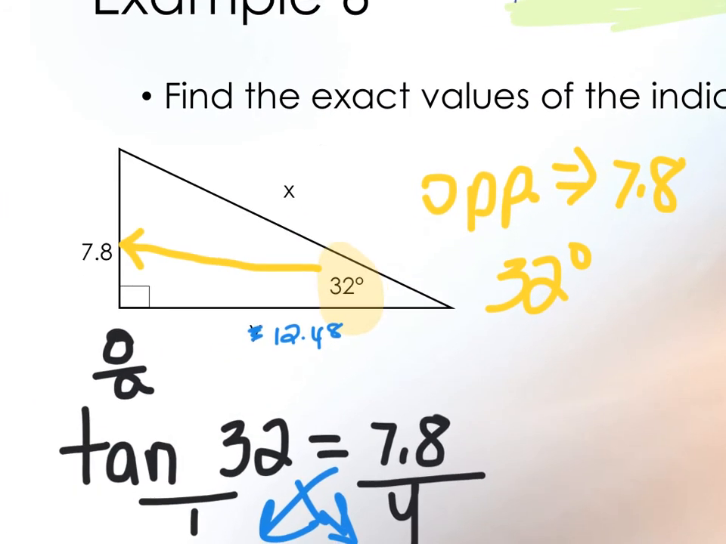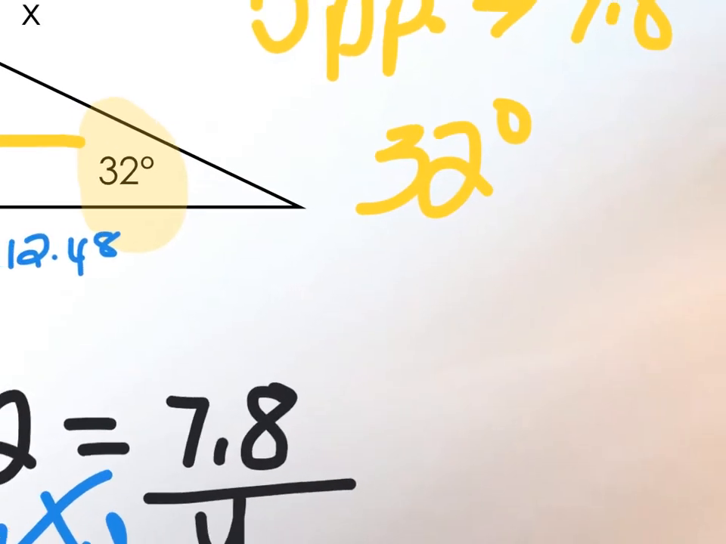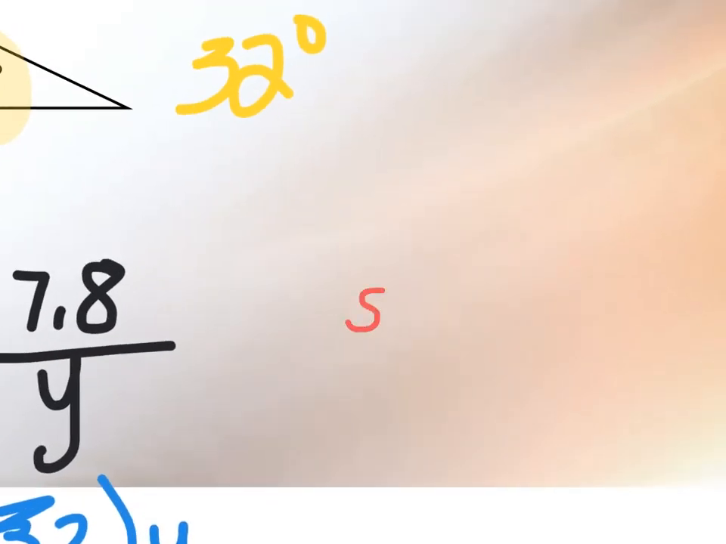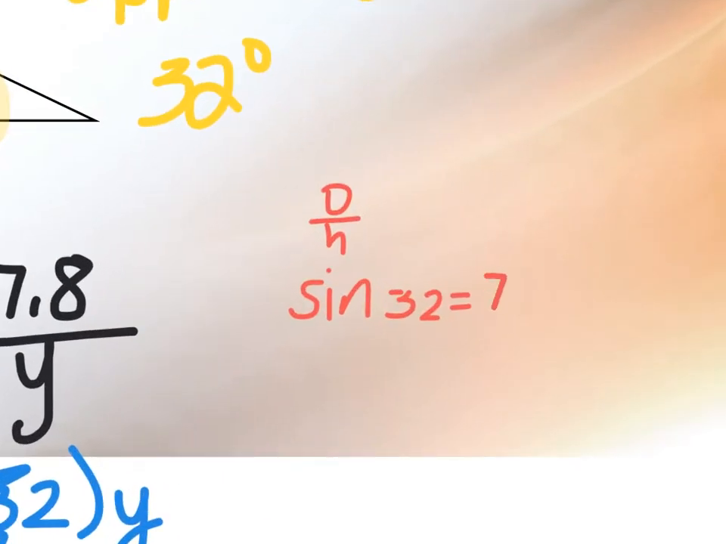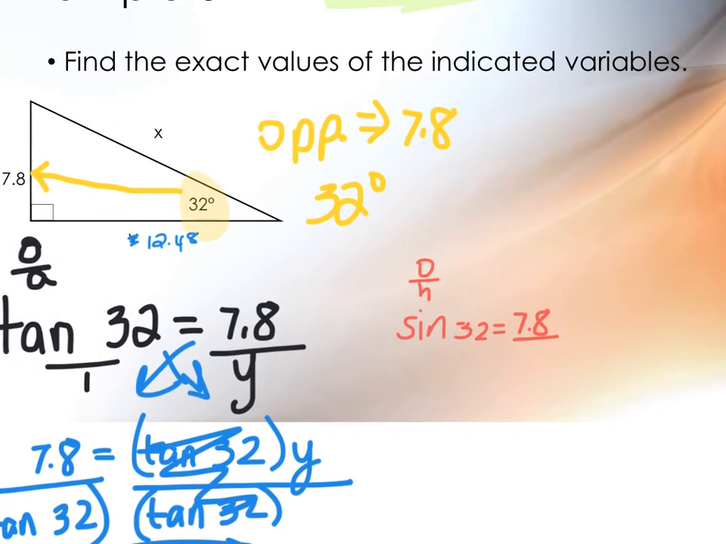Now there's a couple different ways that we can find x. What's one way that jumps out at you that you could do? You could do the Pythagorean Theorem. You could do 7.8 squared plus 12.48 squared equals c squared, then do the square root. You could do that. What's another way we could do it? I could do the sine, because what's sine again? Opposite over hypotenuse. So sine of 32 equals, well, what's the opposite side? 7.8 over the hypotenuse is what? X.